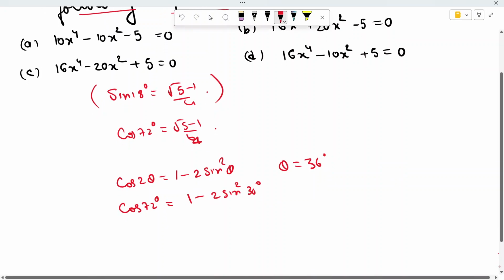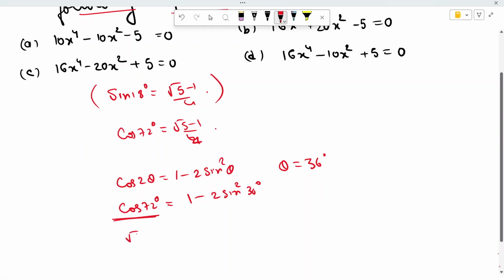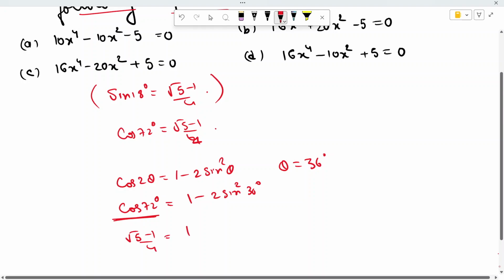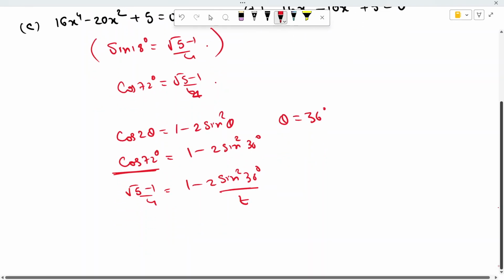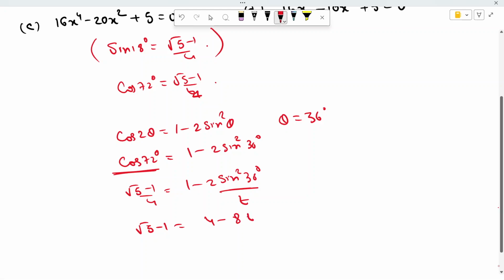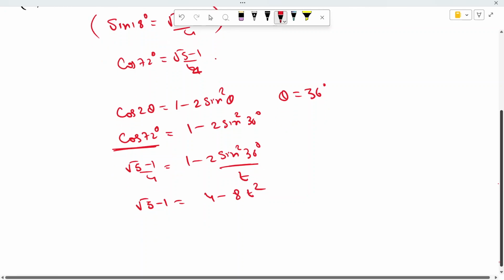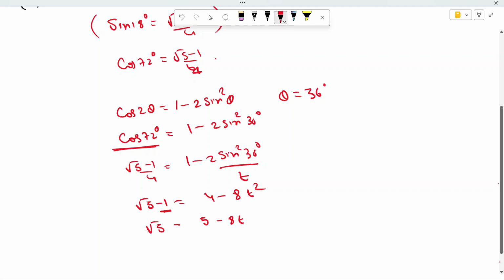Right? So what can we do from here? We know the value of cos 72 degree, that is equal to root 5 minus 1 by 4, equals 1 minus 2 sine square 36 degree. Let us assume this is t. Now, root 5 minus 1, we can take to this side: 4 minus 8 t square. We have to remove the root, so just take the real integer part on the right hand side. That will be equal to 5 minus 8 t square.